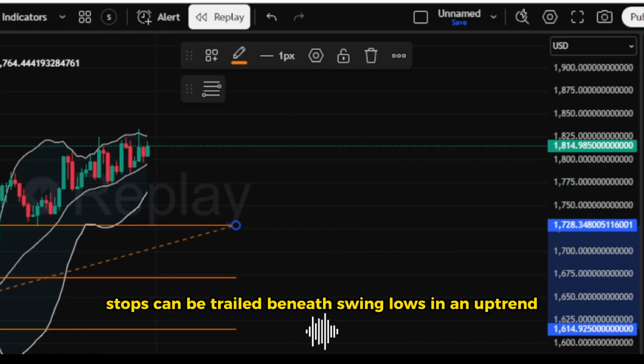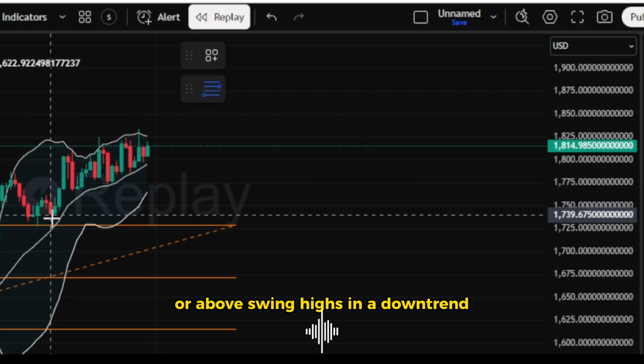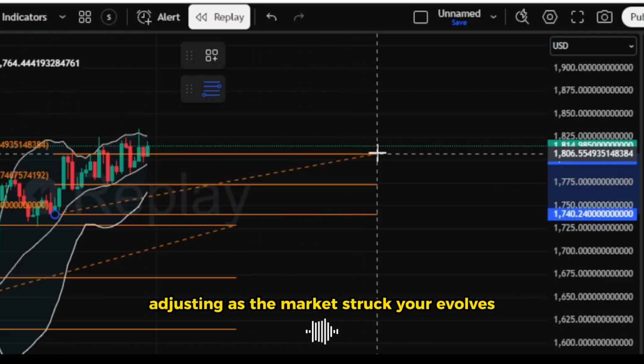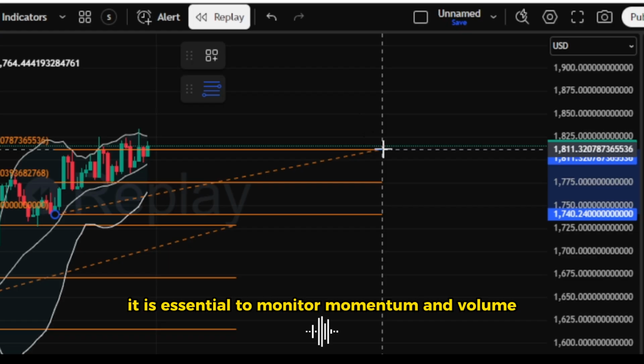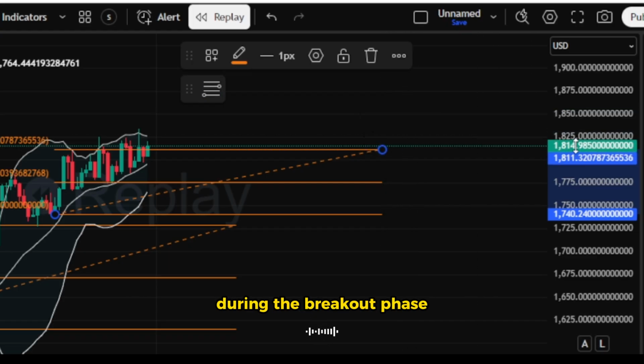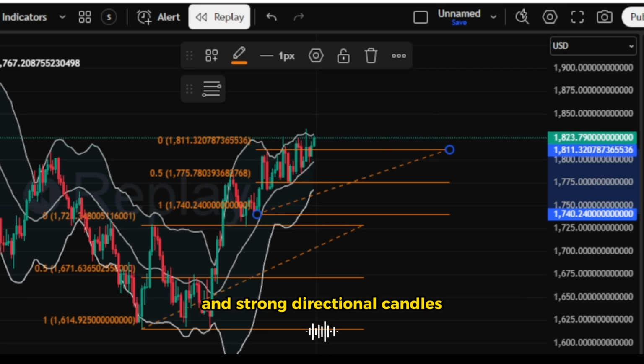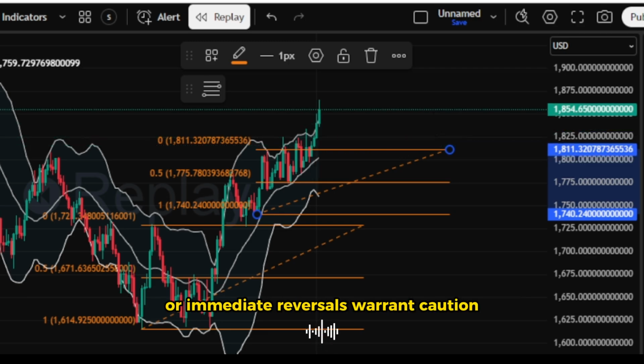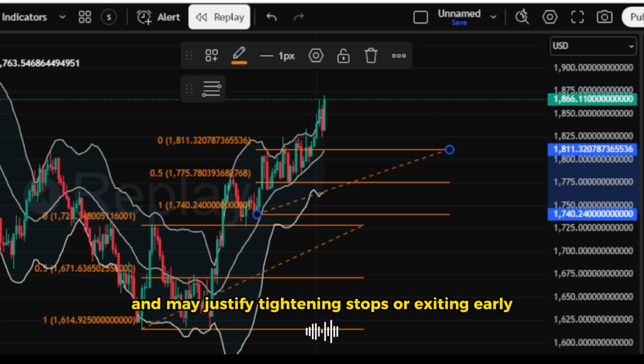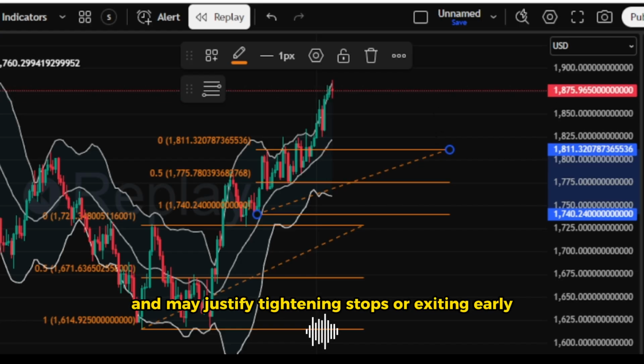Stops can be trailed beneath swing lows in an uptrend or above swing highs in a downtrend, adjusting as the market structure evolves. It is essential to monitor momentum and volume during the breakout phase. Healthy breakouts typically exhibit rising volume and strong directional candles. Weak follow-through or immediate reversals warrant caution and may justify tightening stops or exiting early.